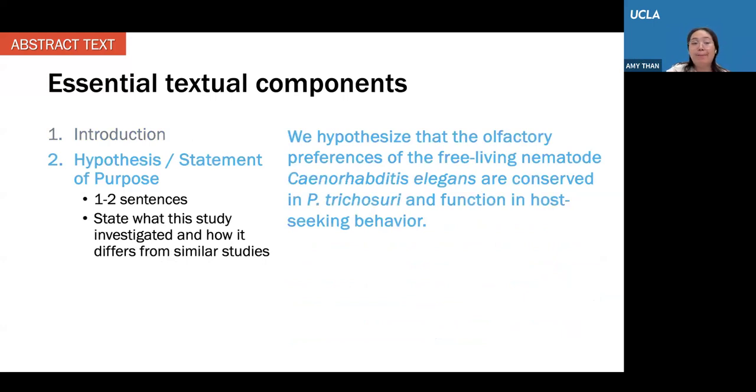You'd also want to include your hypothesis or the statement of purpose. This could be 1 to 2 sentences, and you would likely state what the study investigated and how it differs from similar studies. For example, for this specific project, a hypothesis or a statement of purpose could be: we hypothesize that the olfactory preferences of the free-living nematode are conserved in this bacteria and function in host-seeking behavior.